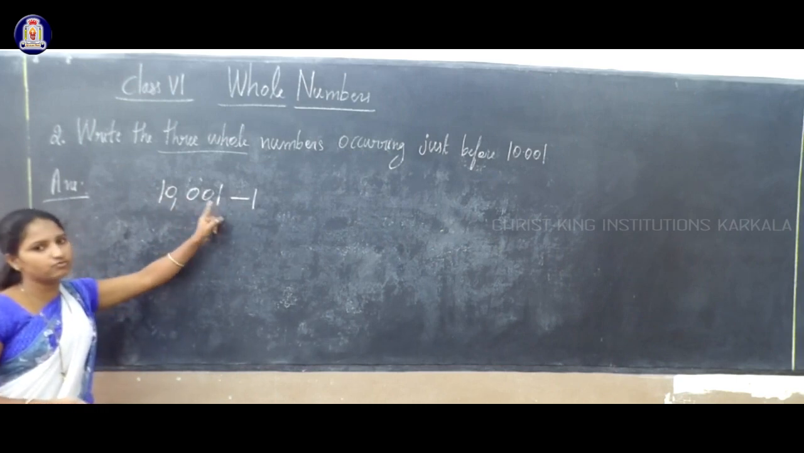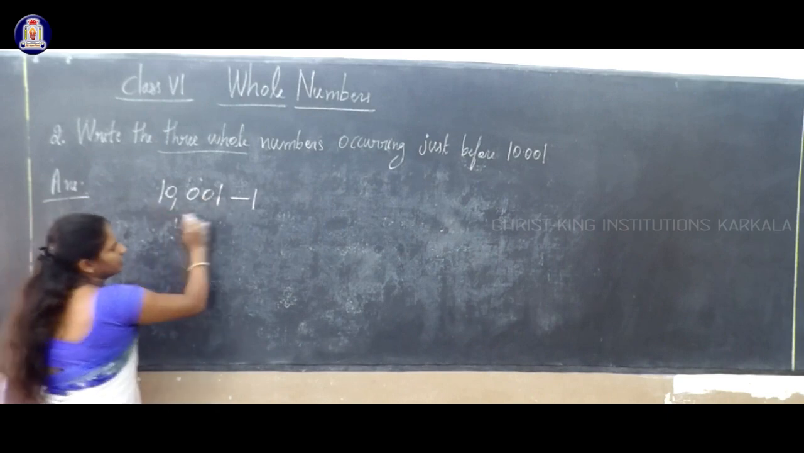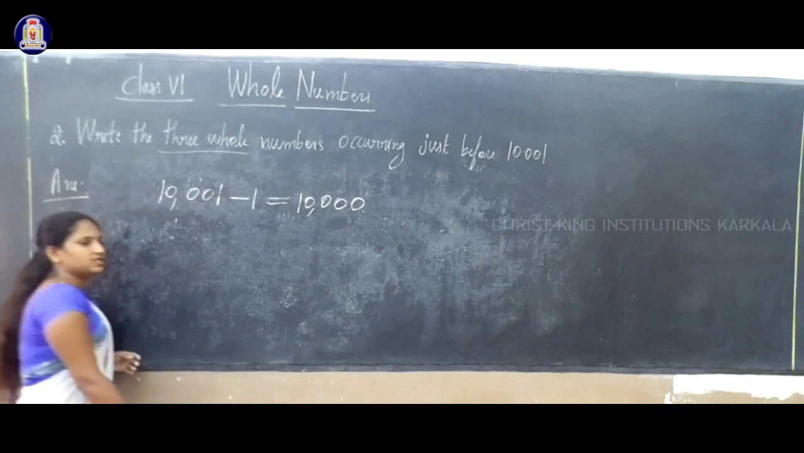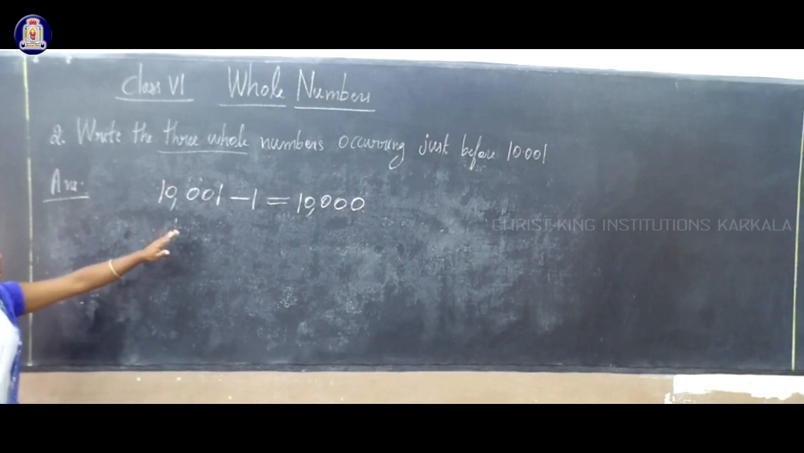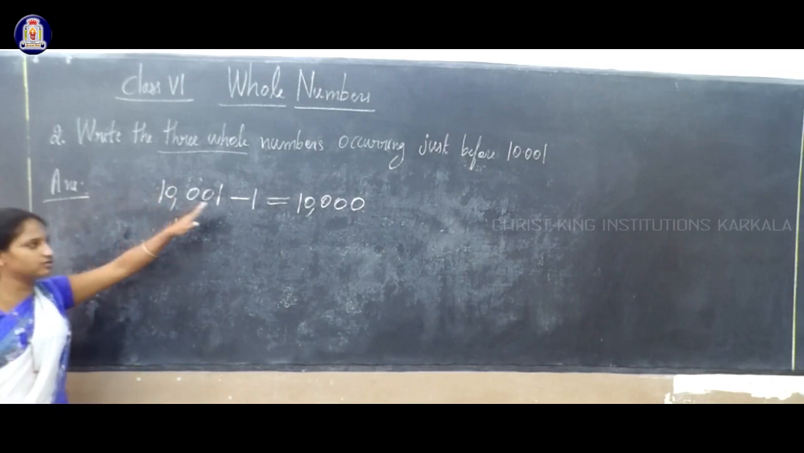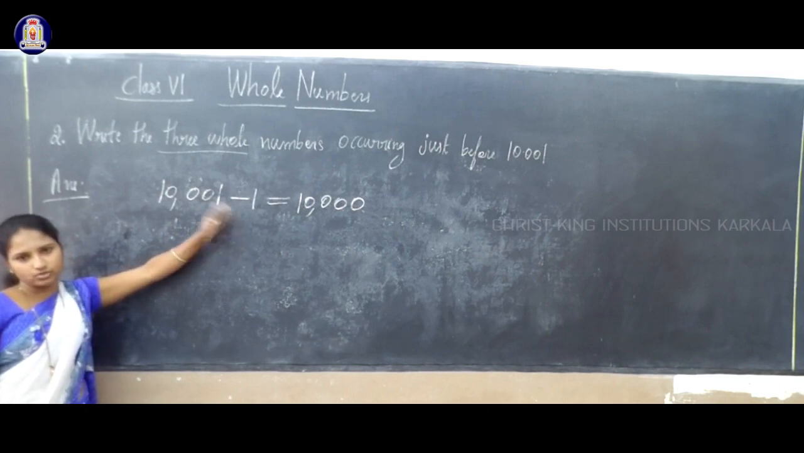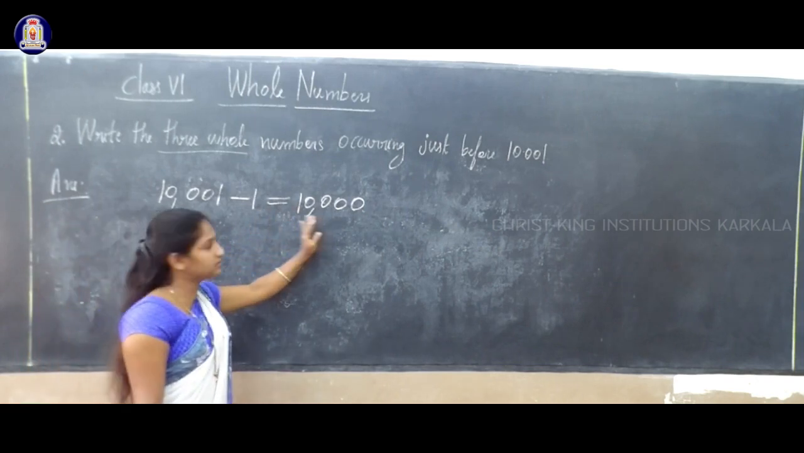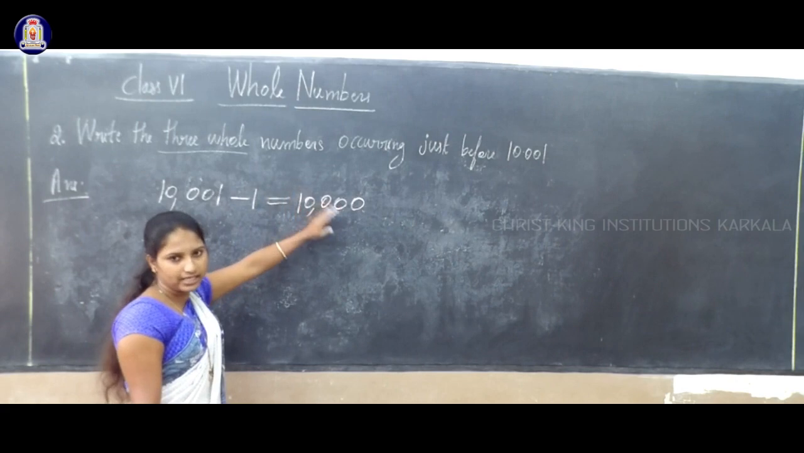So 10,001 minus 1, that means the answer will be 10,000. Clear? Very simple, you just have to subtract. If they ask for a number after this number, you have to add 1. Here they ask for the number just before 10,001, so it is subtraction. Clear? So you have to write 3 whole numbers. The first one is 10,000, because 10,001 minus 1 is 10,000.